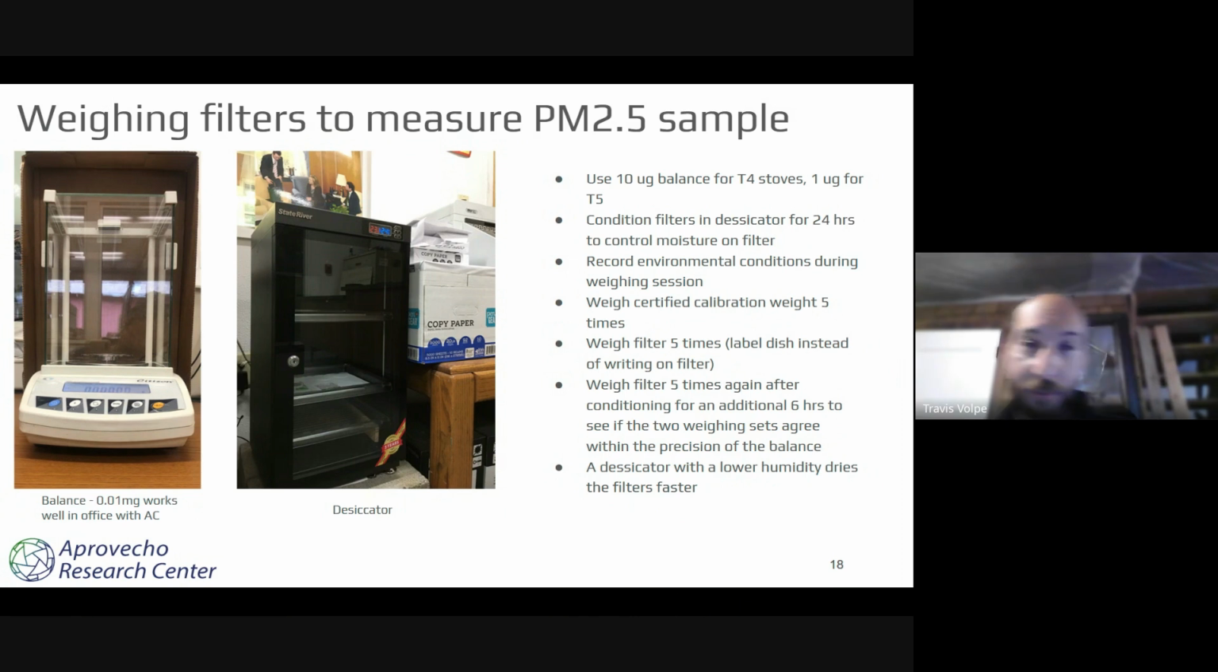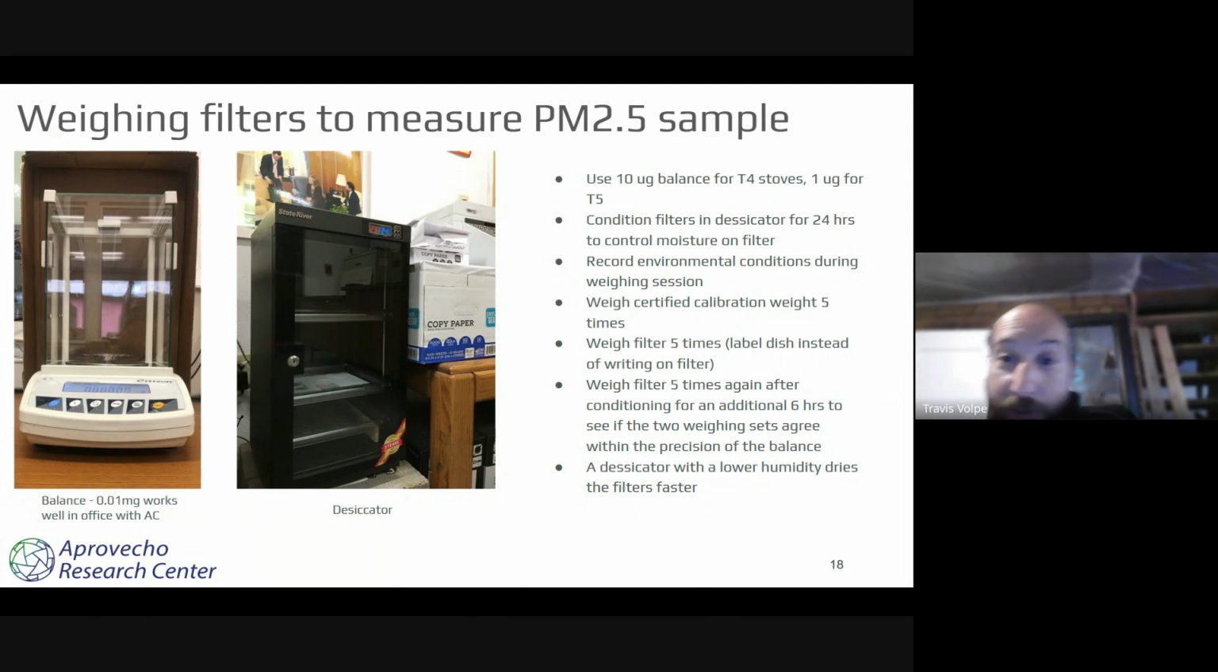Weighing the filters to measure that particulate matter sample, we use a 10 microgram balance for tier 4 stoves, but a 1 microgram balance for tier 5 is necessary. We condition the filters in a desiccator for 24 hours to control moisture on the filter. Again, the water boiling test results in a moist sample and often a moist filter as well. So we place that in our desiccating chamber, the black box here, for about 24 hours to dry that down to a level where we can get an accurate measurement.